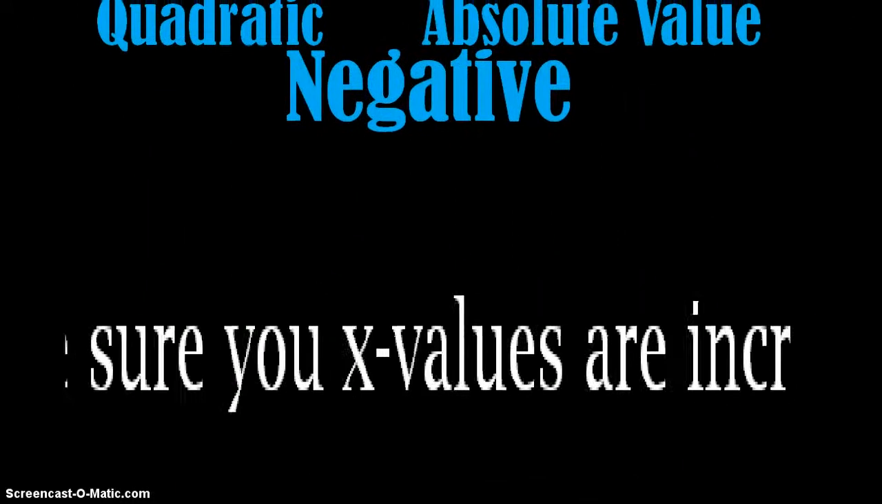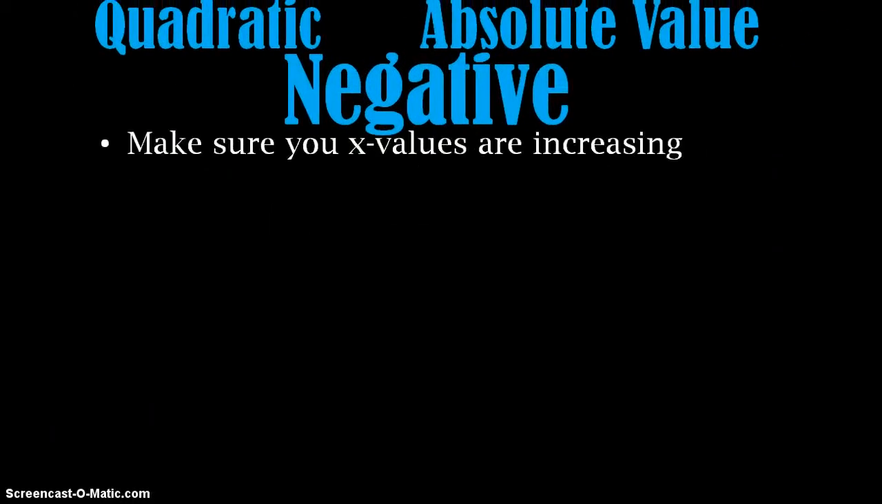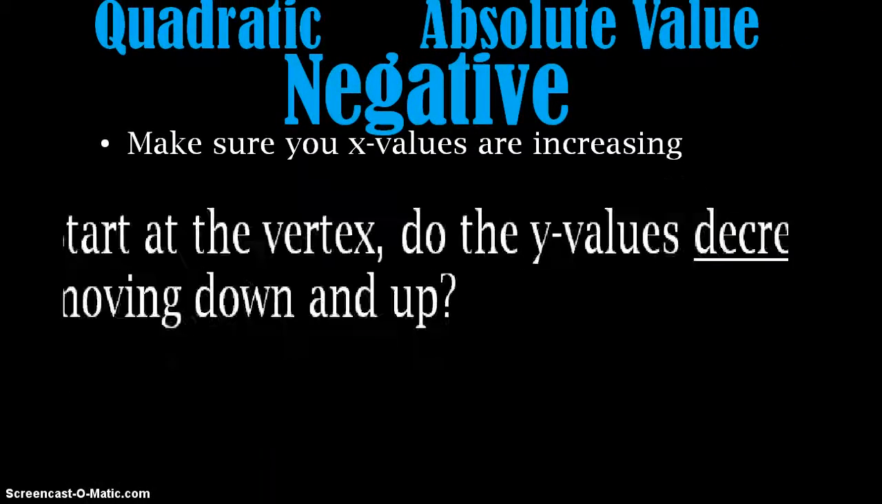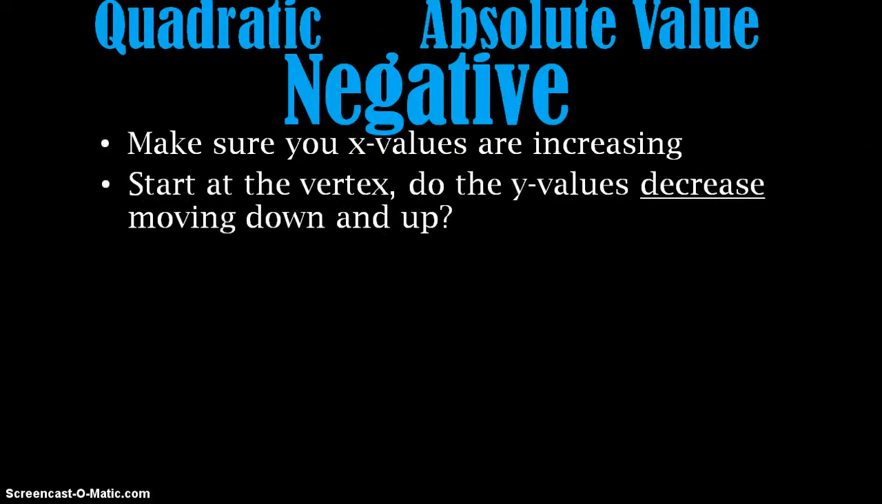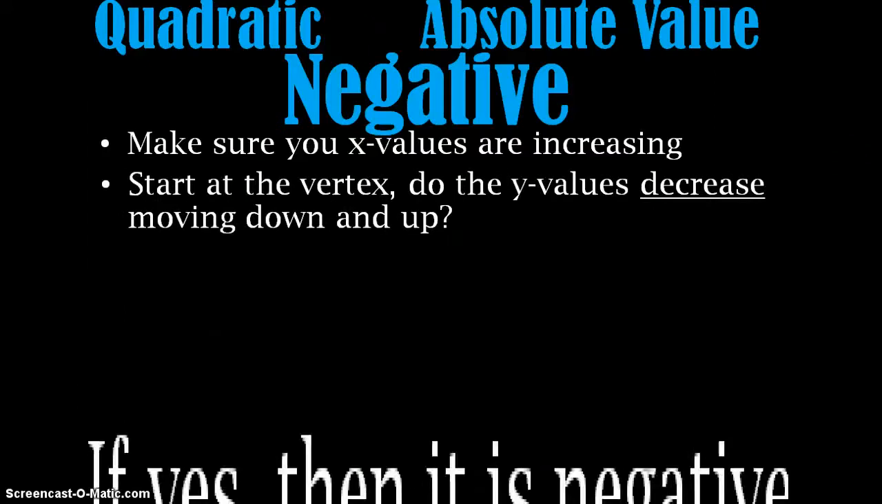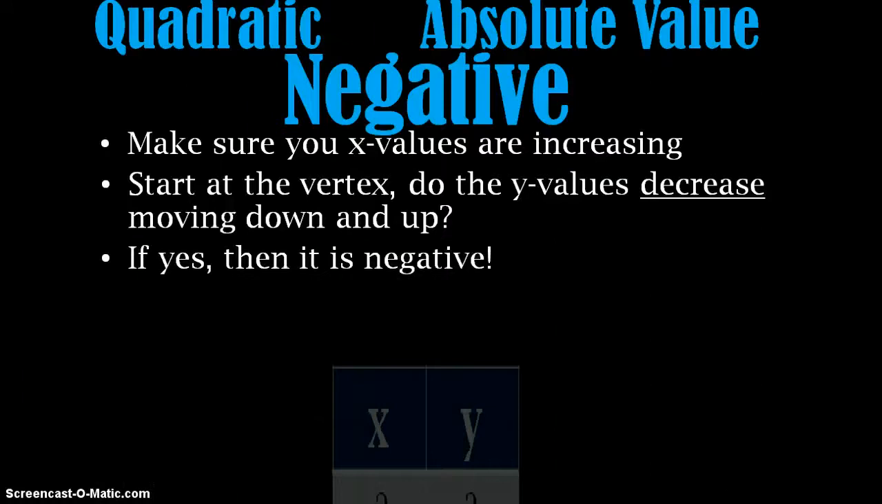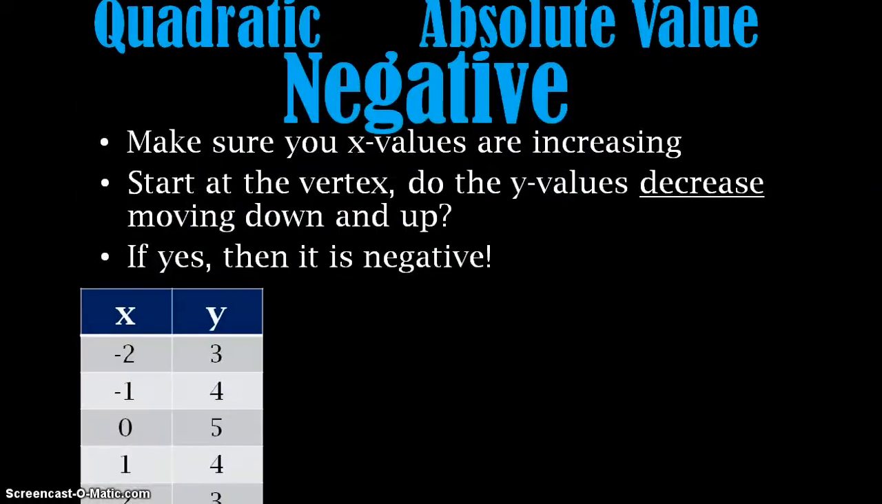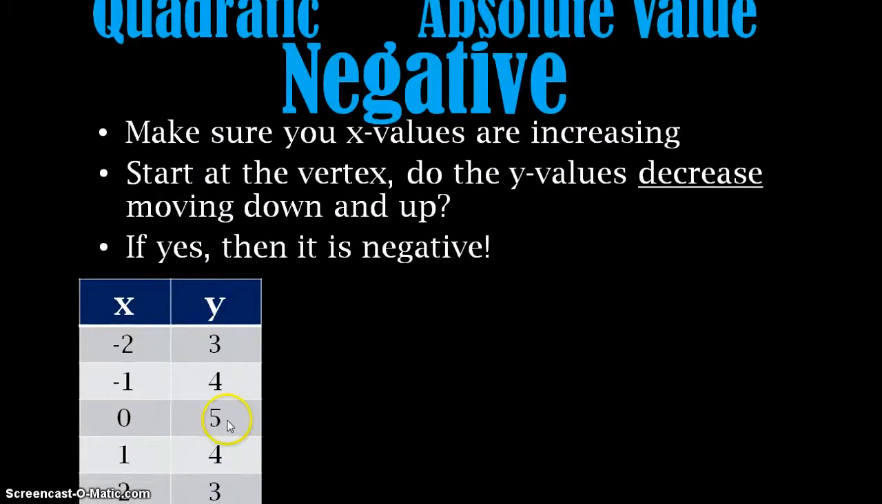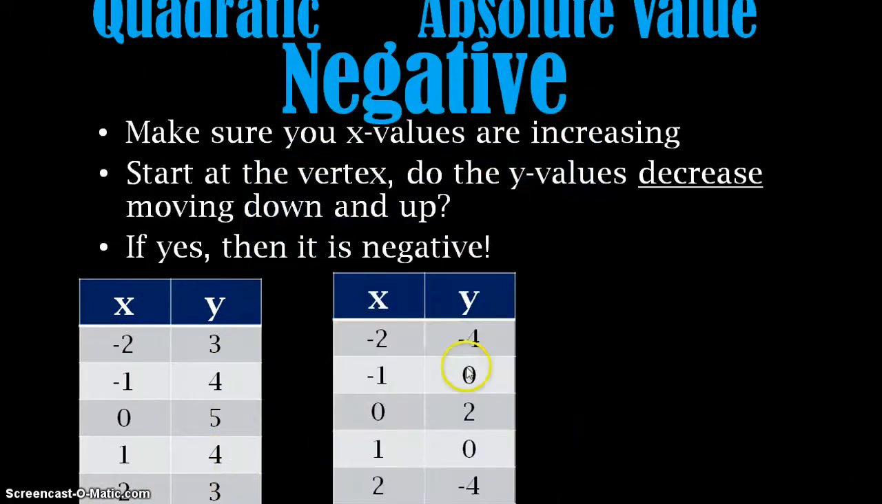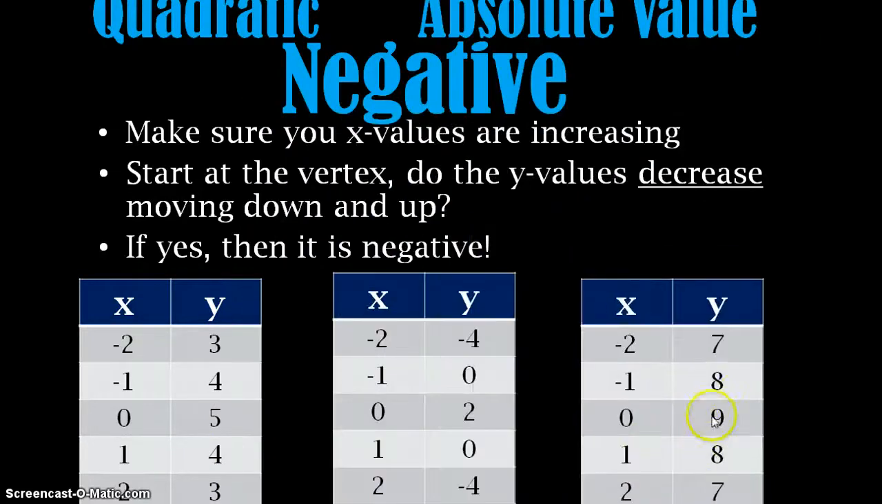Alright, just like before on quadratic and absolute value, you want your x values to be increasing, and then you start at your vertex. Are the numbers decreasing as you go from the vertex? If they are, then it's a negative. So again, if we look at an example, start at our vertex, 4, 3, 5, 4, 3, they're decreasing, so that would be a negative. 2, 0, -4, 2, 0, -4, so again, they're decreasing. 9, 8, 7, 9, 8, 7, so they are decreasing, so this would be a negative.